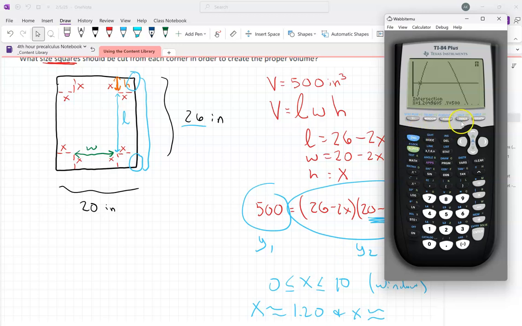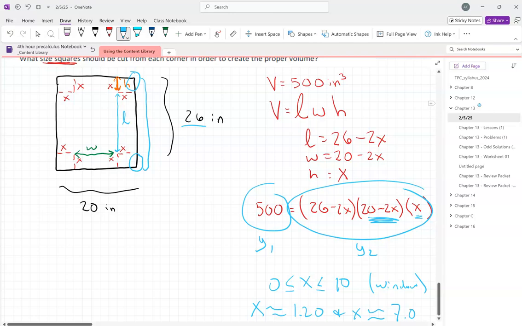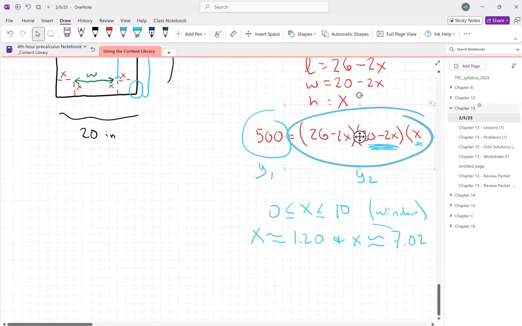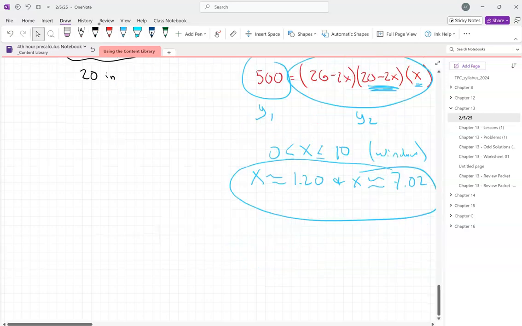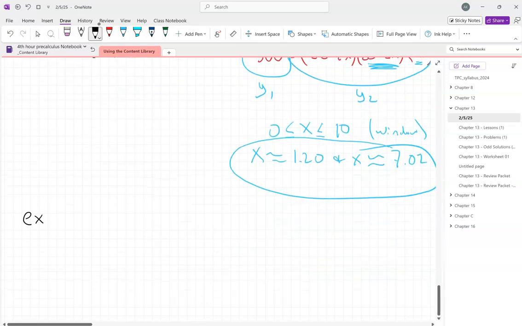And then to find the other one, second trace, intersect command, enter, enter, first curve, second curve. And then my guess, I've got to move over there and press enter. So 7.02. And that's all she wrote on this one. Feel okay? All right, one last example and then we're done.